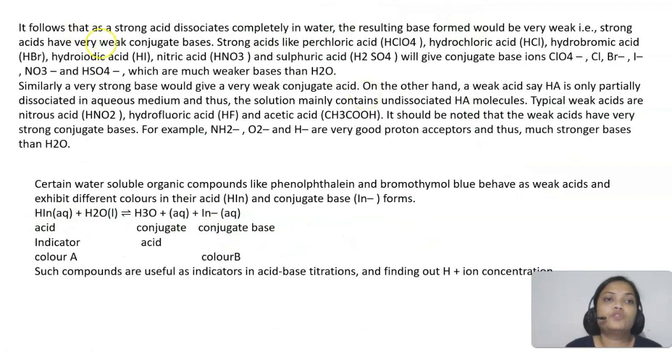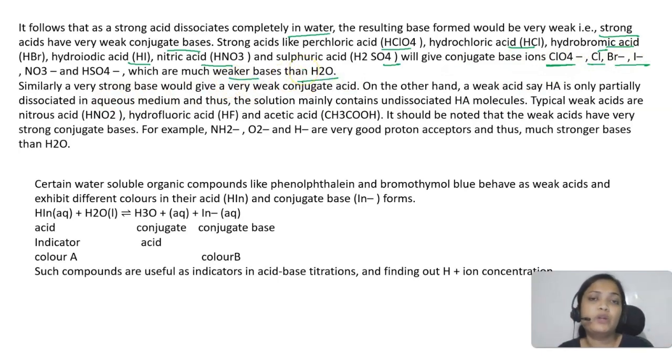Now you know that a strong acid dissociates completely in water, and the resulting base would be very weak, because we have seen that strong acids have weak conjugate bases. For example, perchloric acid, hydrochloric acid, hydrobromic acid, hydroiodic acid, nitric acid, sulfuric acid, they will have these conjugate bases, like Cl minus. So all of these are much weaker bases than water, because strong acids have weak conjugate bases. Similarly, if you have a strong base, it would give a very weak conjugate acid.